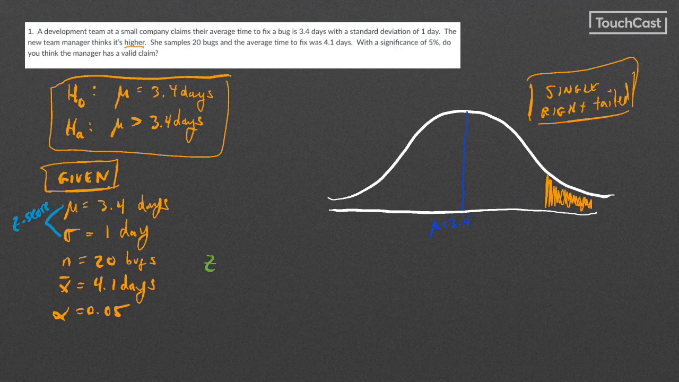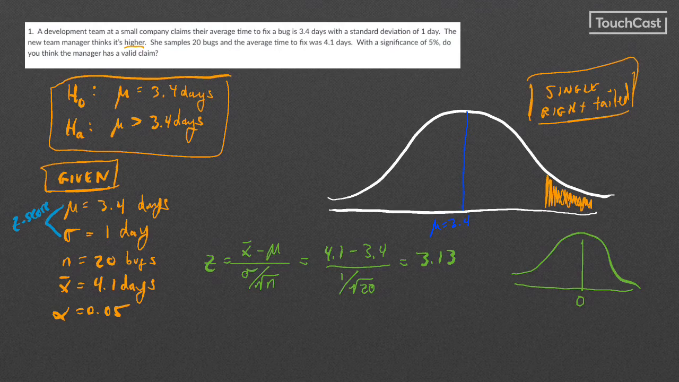So z is equal to x bar, our sample mean, minus the population mean, mu, over sigma divided by the square root of n, the total number of samples that we took. So x bar here is 4.1, mu is 3.4, sigma is 1, and n is 20, so the square root of 20. If you do the math on this, you should get 3.13 as your z-score. So this is our standardized score, and what that tells us is, if we were to draw this on a scale with 0 in the center, that we're negative 3.13 standard deviations to the left and 3.13 standard deviations to the right.